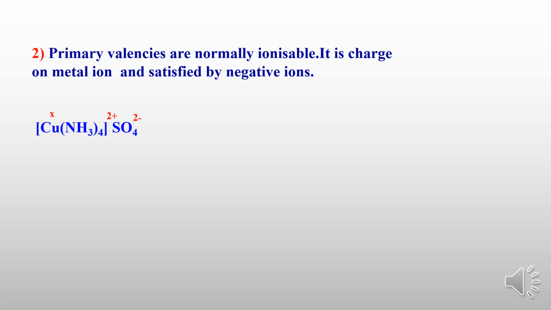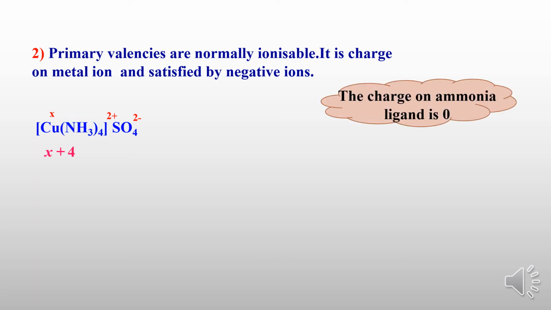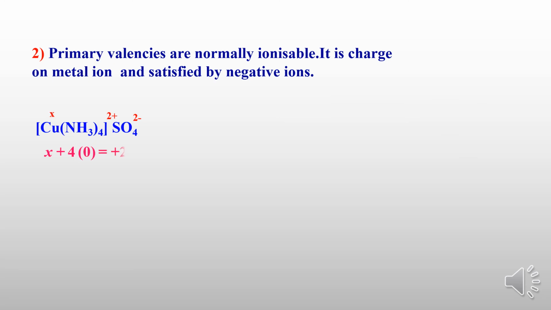So here, take copper as x plus 4 ammonia ligands. The charge on ammonia is 0, because we already know it is a neutral ligand. So 4 into 0, equal to plus 2. If you remove the sulfate, minus 2, then you have to put a plus 2. If the sulfate is there, there is no need to write plus 2; directly you can take sulfate as minus 2. So x plus 4 into 0 plus minus 2 is equal to 0.